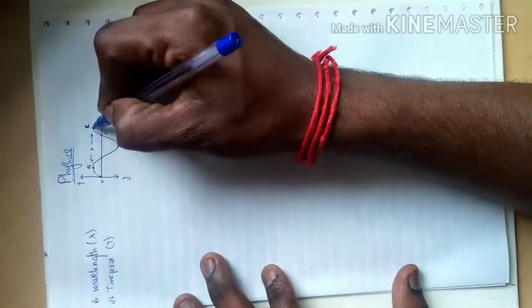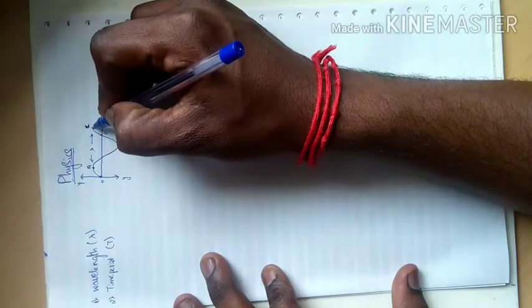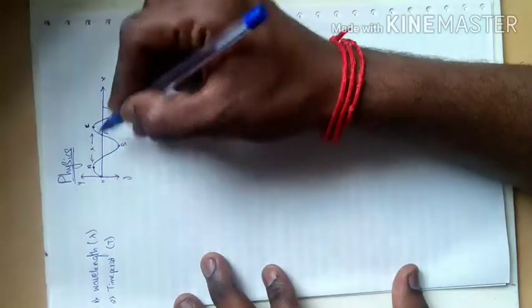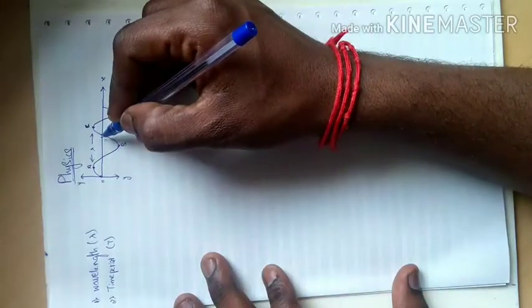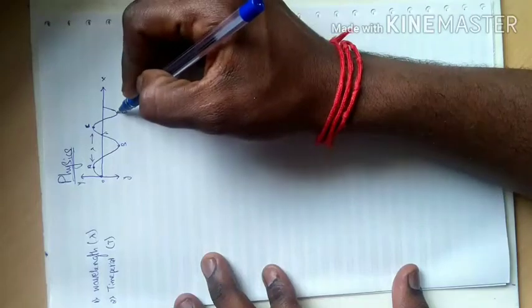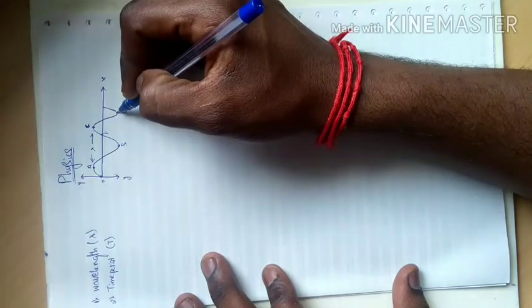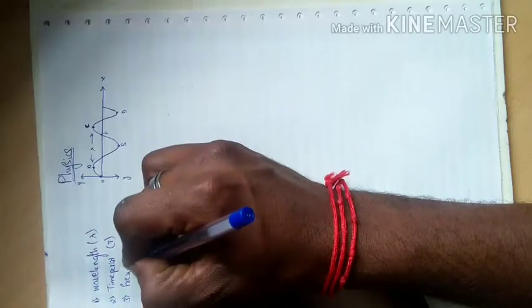To reach from A to C, what is the time taken? We call it time period. Or to reach from O to P, the time taken we call time period. Or from B to D, the time taken, what do we call it? Time period. And the third quantity I brought forward is frequency.